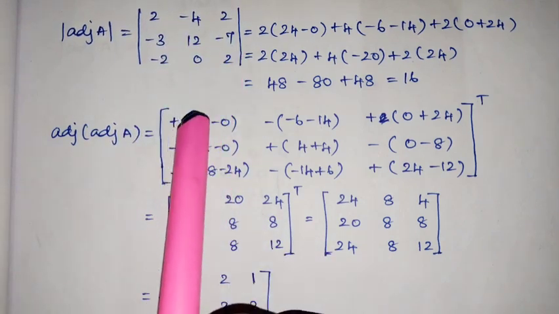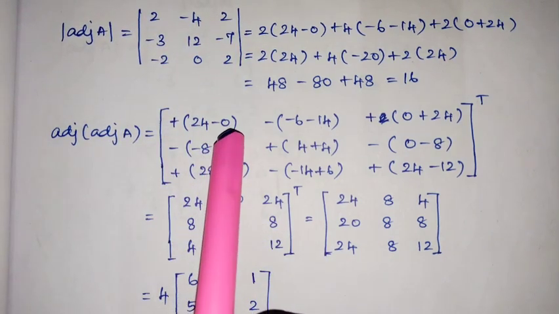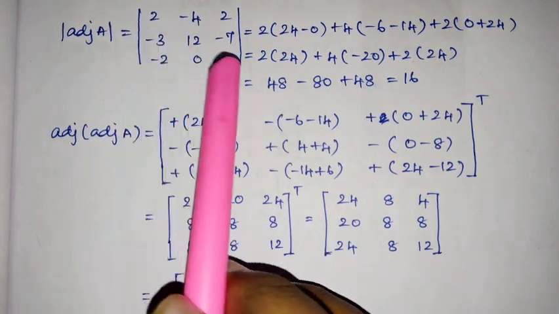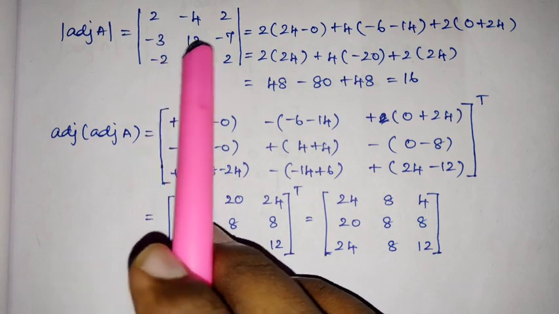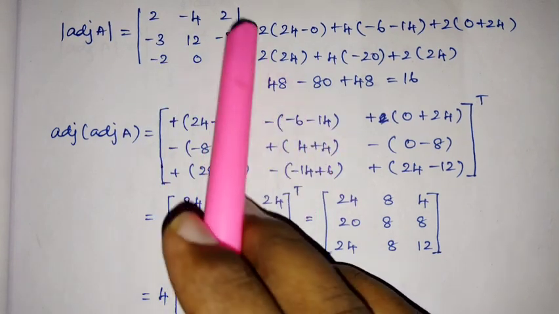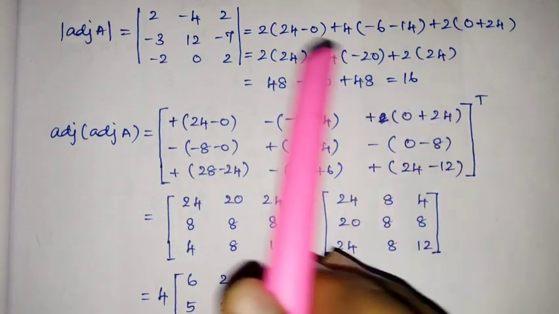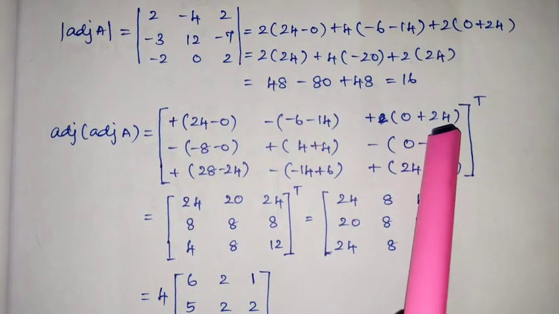12 into 2 is 24, minus 0 into minus 7 is 0. Then second number, leave the row and column. Minus 3 into 2 is minus 6, minus 2 into minus 7 is minus 14. Third number, leave the row and column. 0 into minus 3 is 0, minus 2 into 12, so it is plus 24.